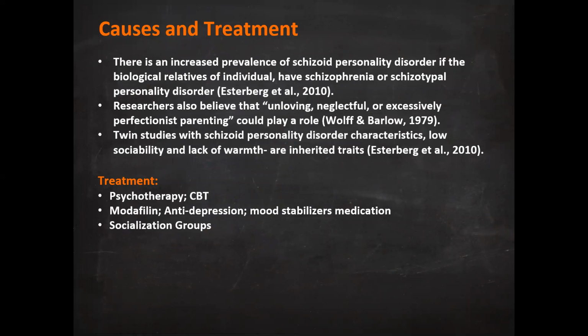There is an increased prevalence of schizoid personality disorder if the biological relatives of the individual have schizophrenia or schizotypal personality disorder. Researchers also believe that unloving, neglectful, and excessively perfectionist parenting could play a role. Twin studies with schizoid personality disorder characteristics, low sociability, and lack of warmth show that those traits are inherited. The treatment for schizoid personality disorder consists of psychotherapy, CBT, medication such as antidepressants, mood stabilizers, as well as group counseling.